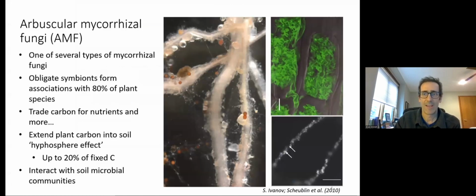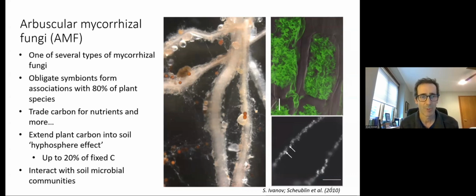So AMF are obligate symbionts. They're one of several types of mycorrhizal fungi. They form associations with about 80% of plant species. And they're known as endomycorrhizal fungi, because as they infect the plant root, they grow into the cortex of the plant and actually invade the cell wall of the cortical cell. So in the upper right-hand corner, you see a fungal membrane that is enveloped within the plant cortical membrane. And so the membranes are intact, but the fungus is inside the plant root.